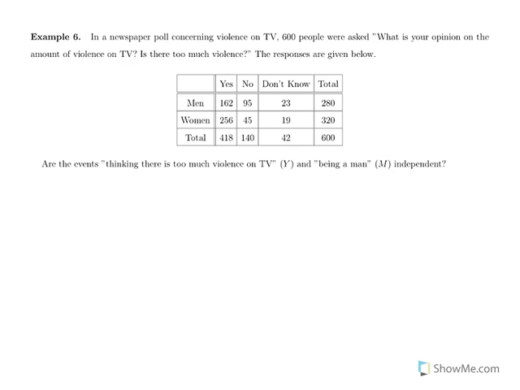Now let's talk about independence. Are the two events, thinking there's too much violence on TV, that's going to be answering yes, that is Y, and being a man, M, independent? So we are asking the question, is the probability of Y given M equal to the probability of Y? And note that we could also go the other way around. We could say, is the probability of M given Y equal to the probability of M? You could do it either way.